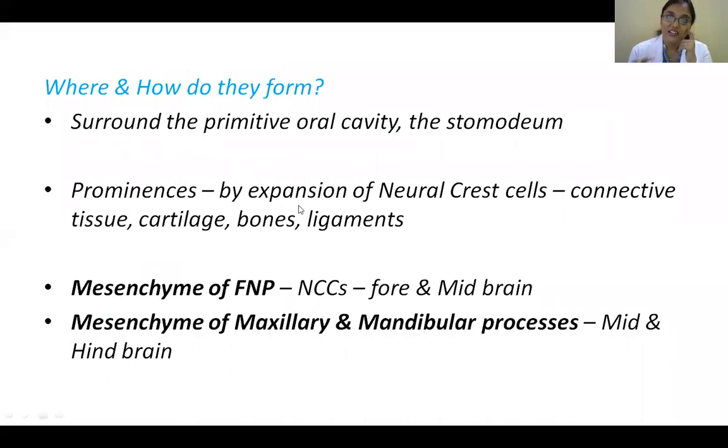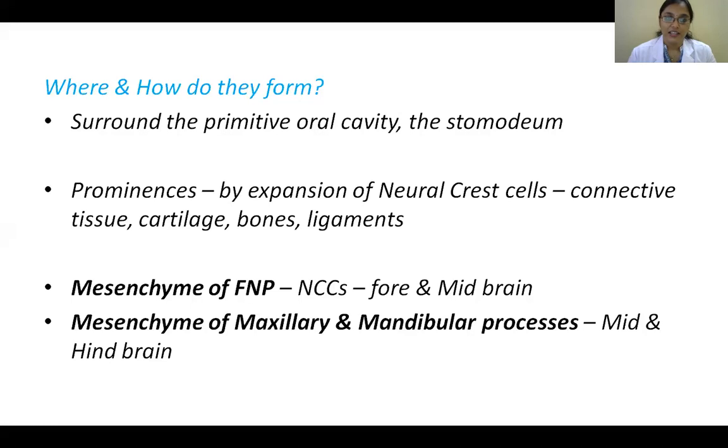Where are these going? Their destination is that they grow towards the stomodeum, surrounding the primitive oral cavity. When these prominences are growing, there should be mitosis, so growth is by the process of mitosis. There will be proliferation of the mesenchyme, and more neural crest cells come in and join it. These are ready to form the connective tissue elements of your face: the cartilage, the bone, and the ligaments.